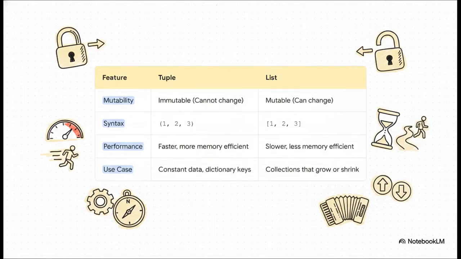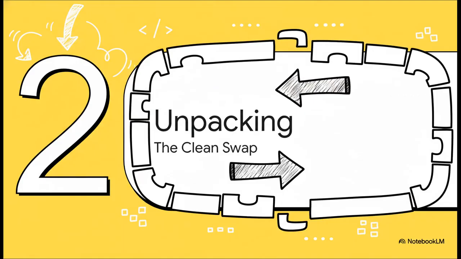This brings us to the classic question, when do you use a tuple versus a list? The huge difference is mutability. Lists can change, tuples are fixed. And because they're immutable, tuples are actually faster and more memory efficient. So you'd reach for a list when you need a collection that's going to grow or shrink. But for data that should stay constant, like coordinates, or even as a dictionary key, which lists can't do, tuples are the perfect choice.